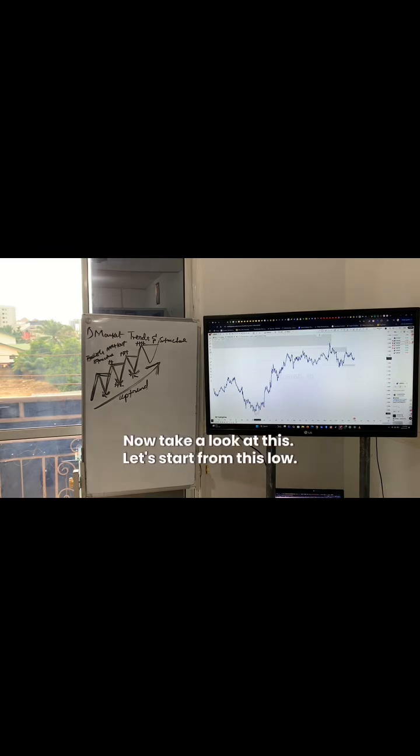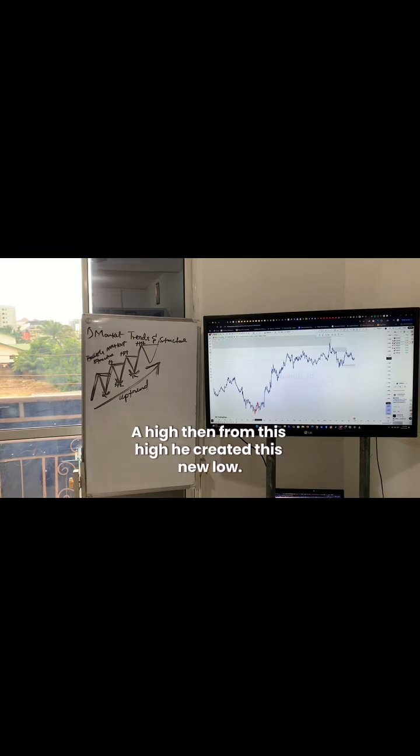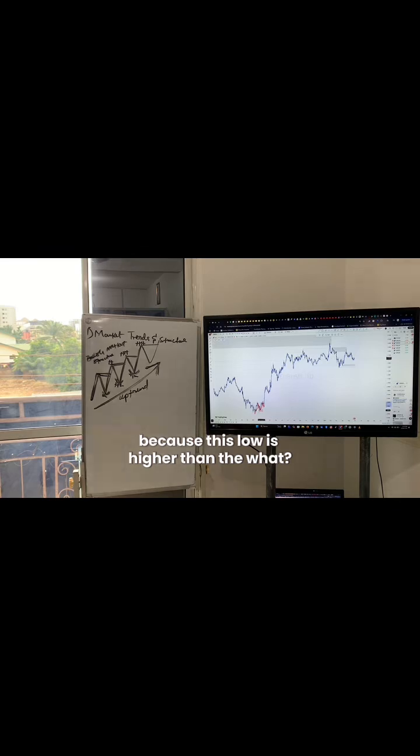Now, take a look at this. Let's start from this low. The market created a low and put in a high. Then from this high, it created this new low. Then we have a high higher than the previous high. We're going to call that high our higher high. Then it put in a new low. We're going to call that low our higher low, because this low is higher than the previous low. And it continues like that.